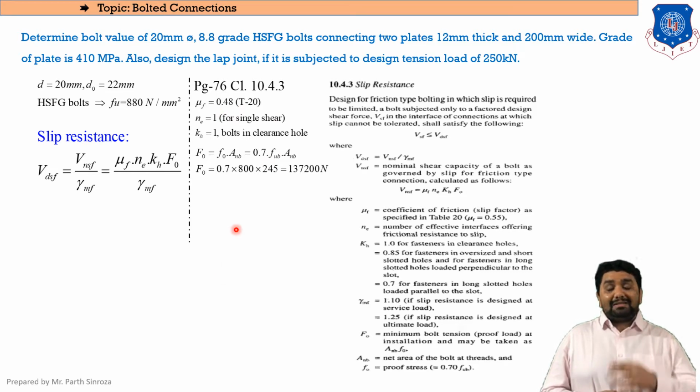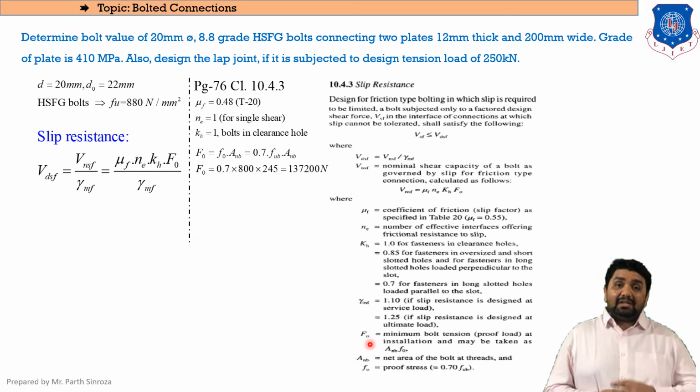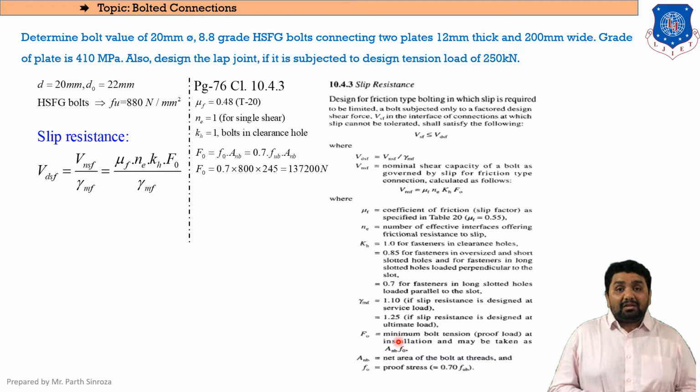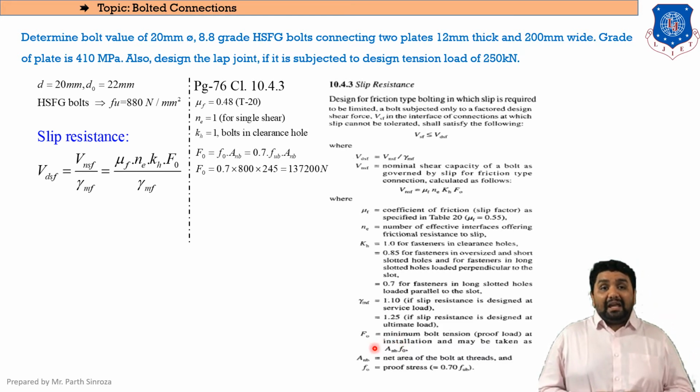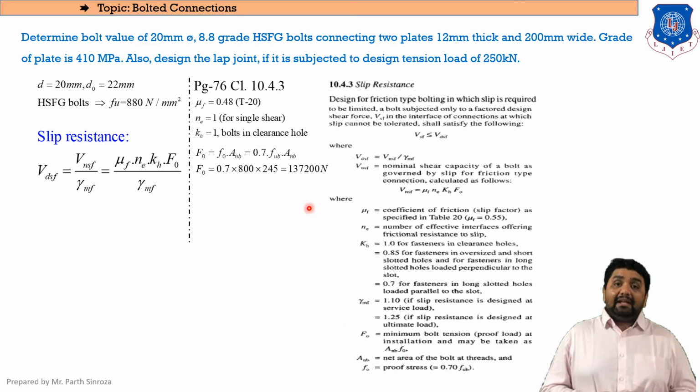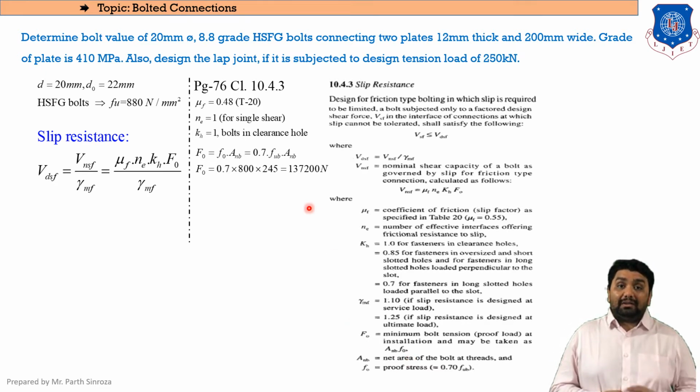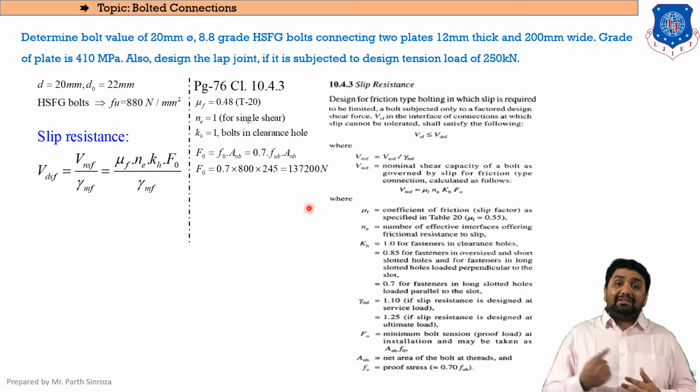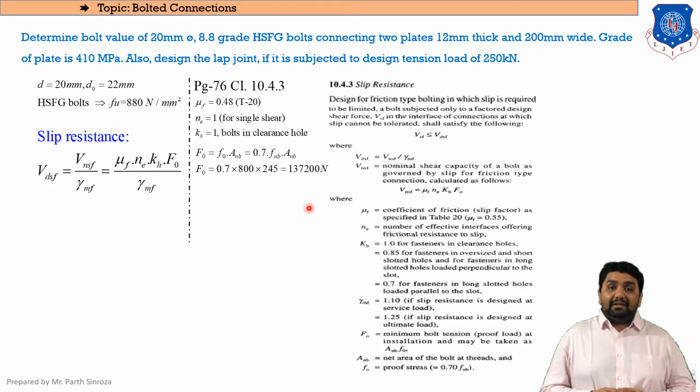Now moving on to the last term, that is F0. Now capital F is our force, and as you can see in the IS code again, the equation for it is Anb into small f0. Clear? And Anb is again the net area of the bolts. As we have discussed earlier, the area of the bolt at the threaded region will be 0.78 into pi by 4 d square. So here the value comes out to be 245.